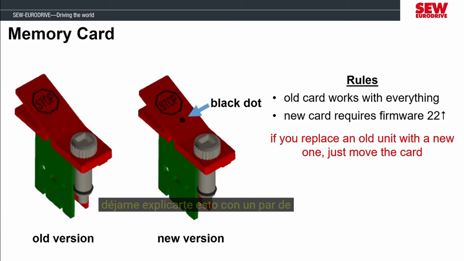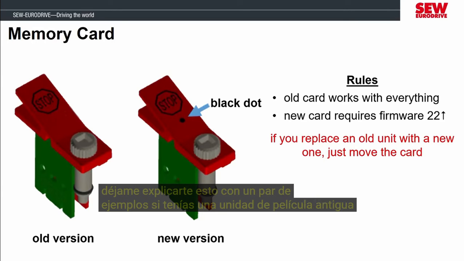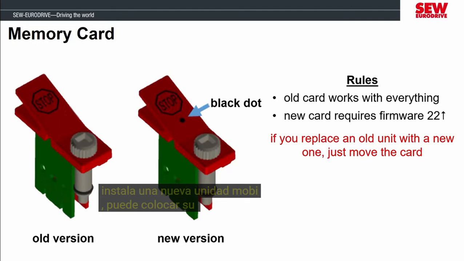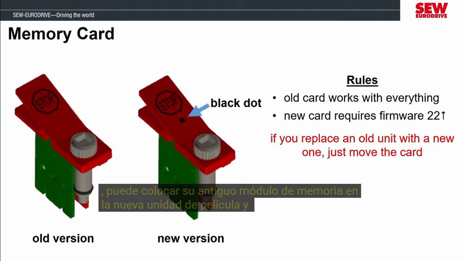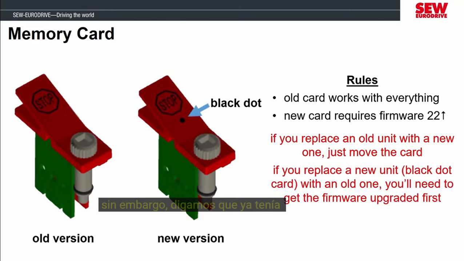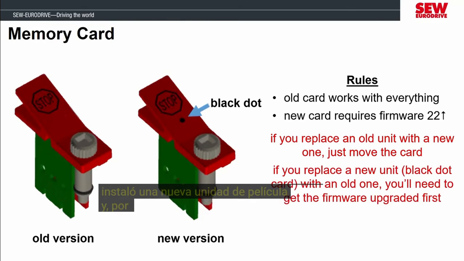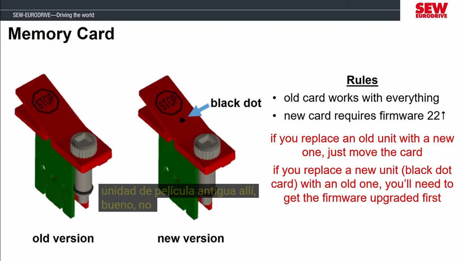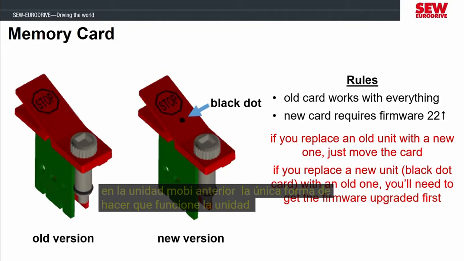Let me explain this with a couple examples. If you had an old MOVIDRIVE and it needs to be replaced, and you install a new MOVIDRIVE, you can put your old memory module in the new MOVIDRIVE and it will work okay. However, let's say you already had a new MOVIDRIVE installed, and for whatever reason it doesn't work and needs to be replaced. You check the stockroom and find an old MOVIDRIVE there. Well, you will not be able to install that new memory module with the black dot in the old MOVIDRIVE. The only way to get the old MOVIDRIVE to work is to use the keypad or a computer to transfer the parameters.